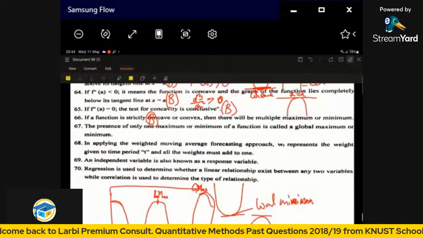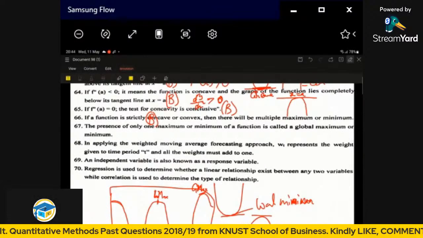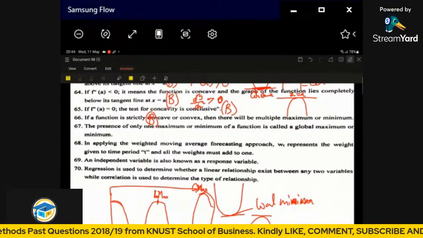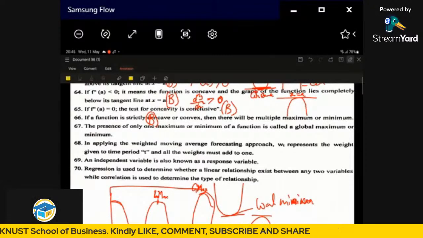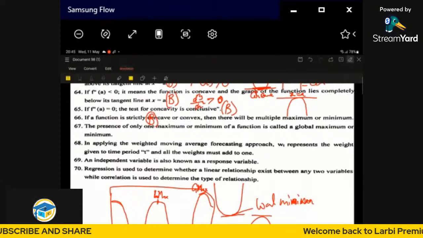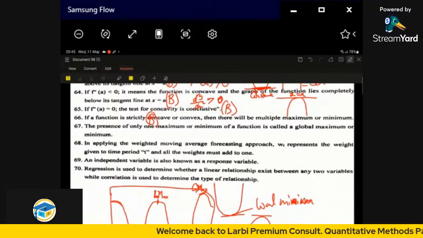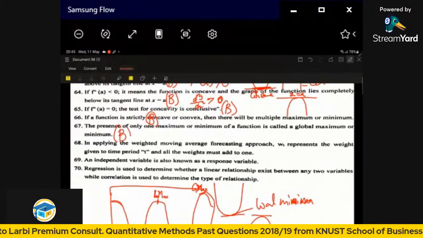So at this point too, the presence of only one maximum or minimum of a function is called a global maxima. It's not true. We just call it a maximum function or a minimum function. But where we combine a number of these functions, that's where we can establish our local maxima and then our global maxima or minima, or the other way around. So here too, we can say that this is also a false statement, B.